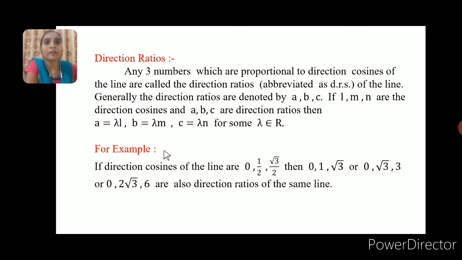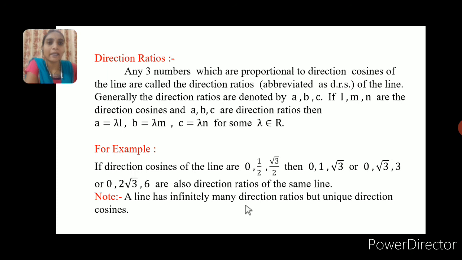For example, if direction cosines of the line are 0, 1 by 2, root 3 by 2, then the direction cosines multiplied by 2 give 0, 1, root 3. Okay, 0, 1, root 3. Then multiplied by 2 root 3 we get 0, root 3, 3. And after multiplying by 4 root 3 we get 0, 2 root 3, 6. These are also direction ratios of the same line.